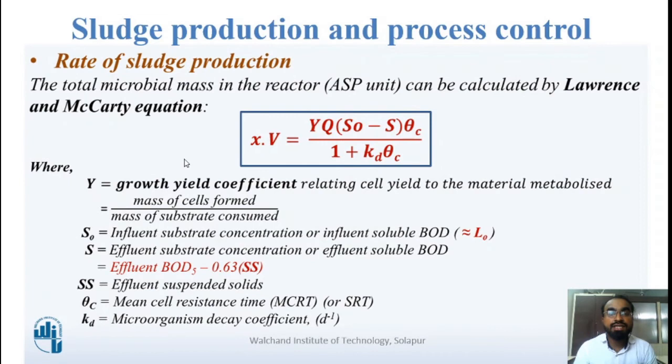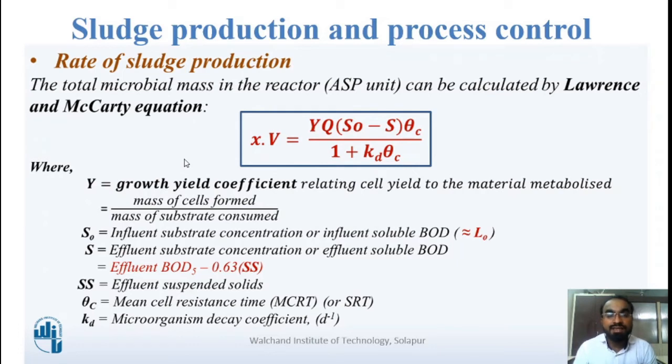There is another scientist who came up with a calculation of sludge production for the ASP, that is the Lawrence and McCarty equation. So what is the equation? XV is equal to YQ times bracket S naught minus S, times theta C, divided by 1 plus KD theta C. So let's see what is meant by the various parameters mentioned in the equation. Y is the growth yield coefficient which relates the cell yield to the material metabolized.